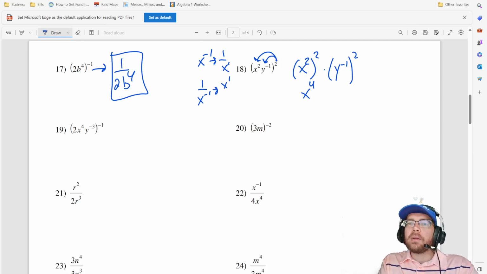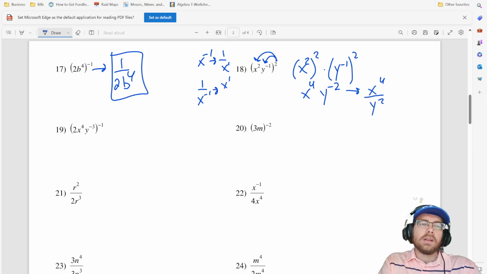We're going to do the same thing here. We're going to multiply those. So negative 1 times 2 is negative 2. And then we want to flip just the y. So here's where thinking of it in terms of flipping, or of moving from the numerator to the denominator, is helpful, because we want to keep the x to the 4th in the numerator because that's positive, so that's fine there. But the y we want to move to the denominator.